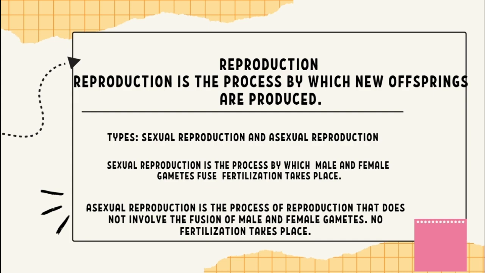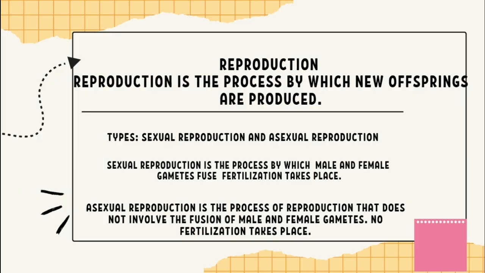One example of an organism that can reproduce asexually is plants. Plants don't need 2 separate genders, and they don't need any gametes to fuse, right? In order to have offspring, in order to have new plants being produced.